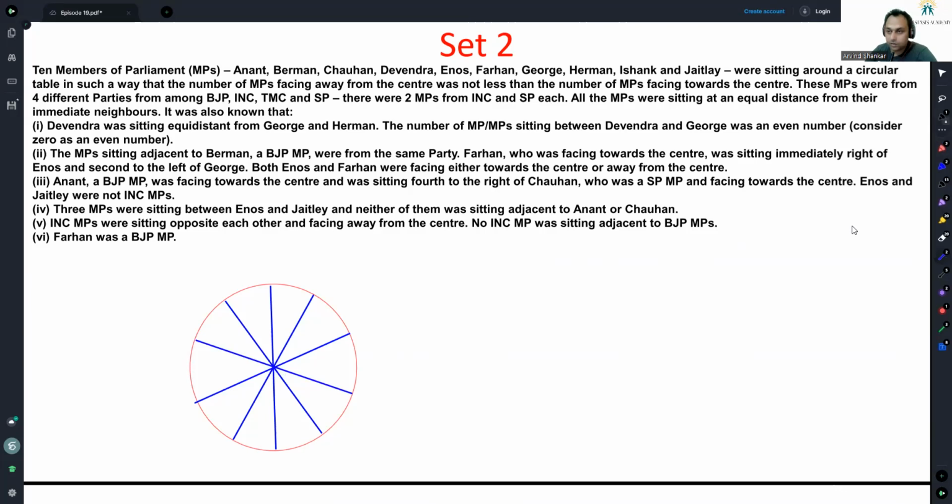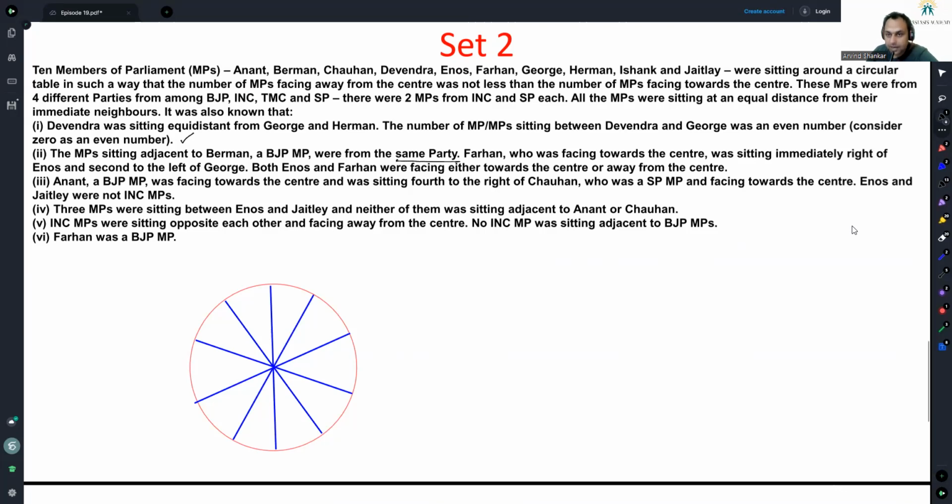Okay. Devendra was sitting equidistant from George and Herman. The number of MP or MPs between Devendra and George was an even number. Consider 0 as an even number. Can't really record this, this is not positive information right now. The MPs sitting adjacent to Bourbon, a BJP MP, were from the same party.